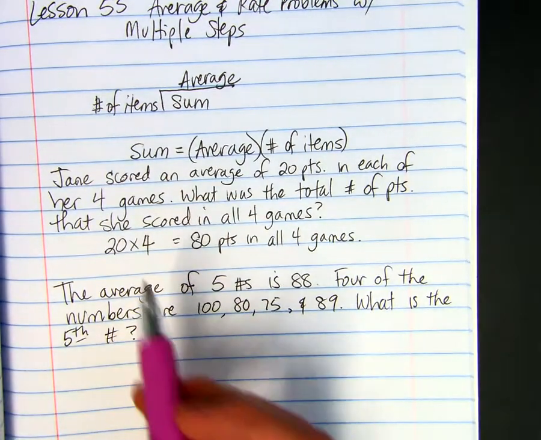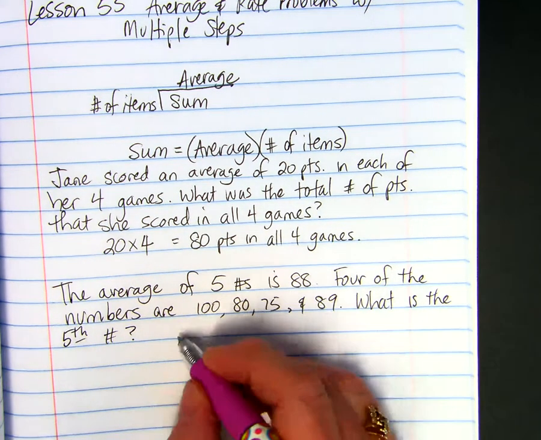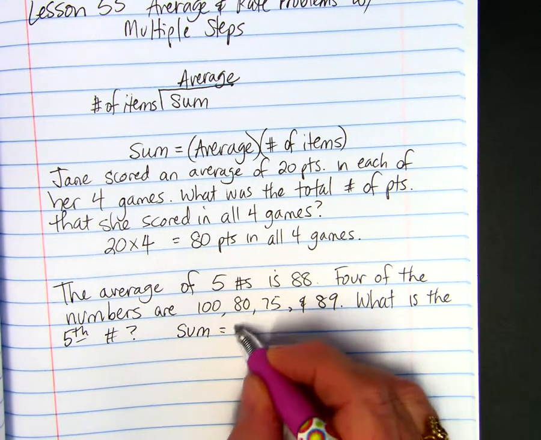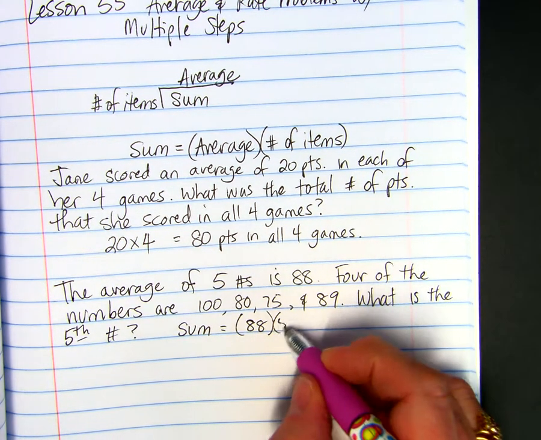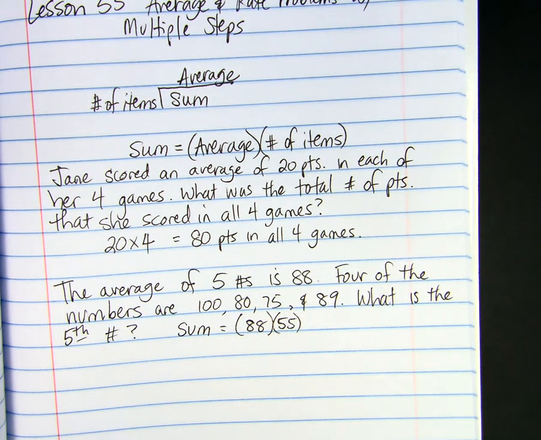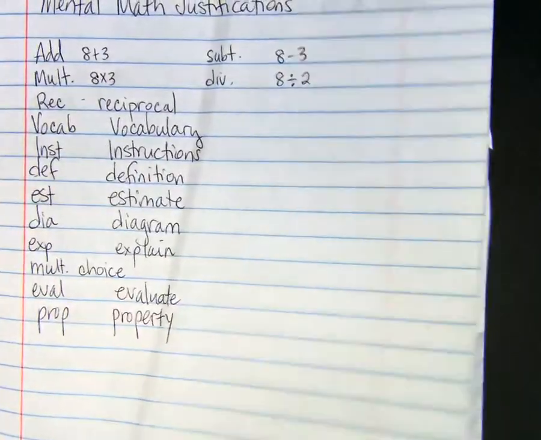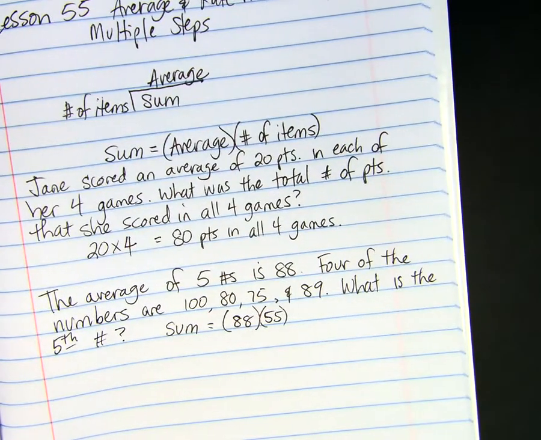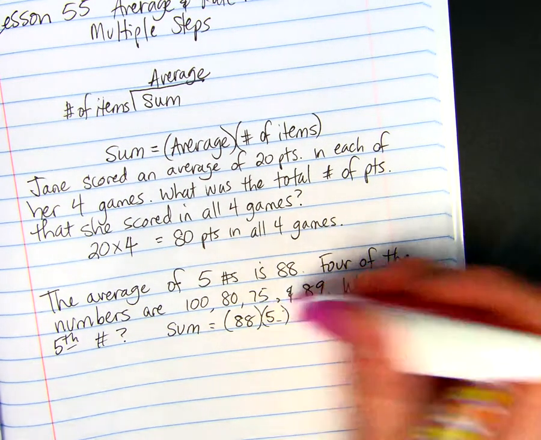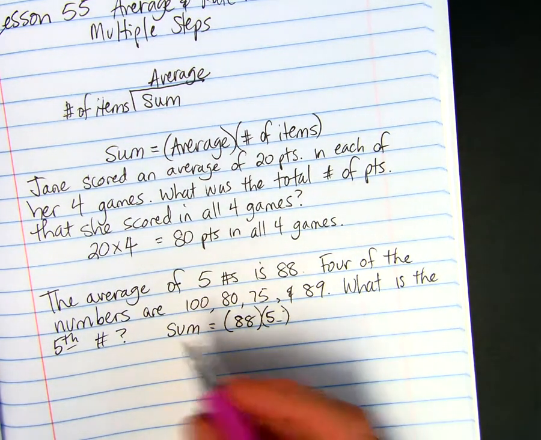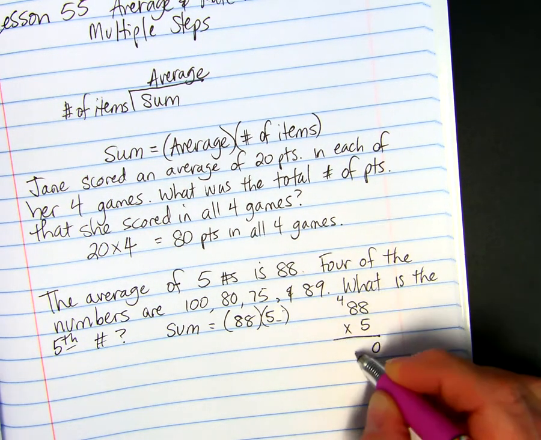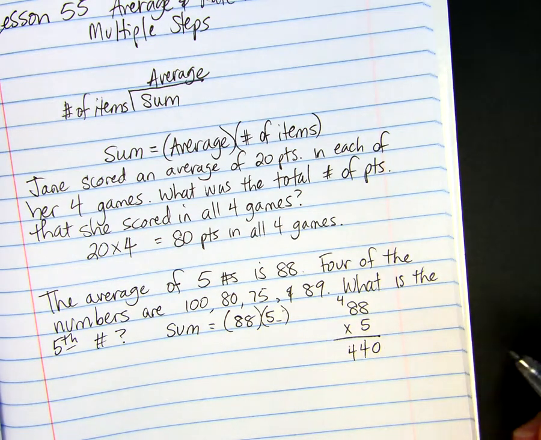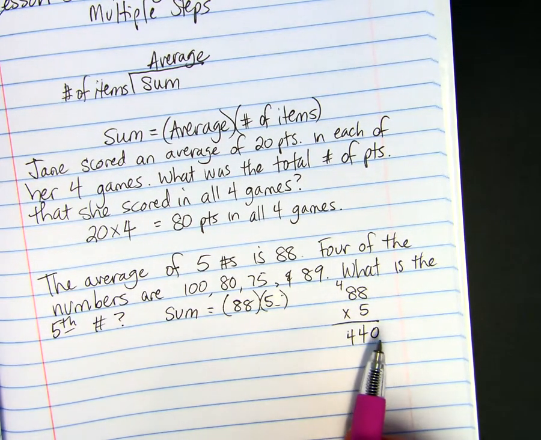So again, we're going to use this formula up here that the sum equals the average, or 88, times the number of numbers, which is 5. So 88 times 5, we'll multiply that, equals 440. So this is the sum of all 5 numbers.